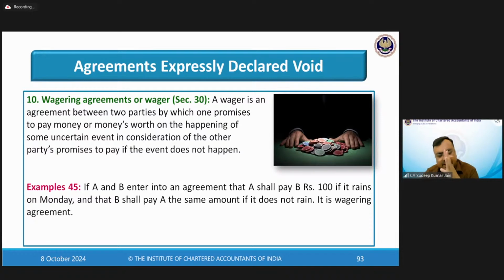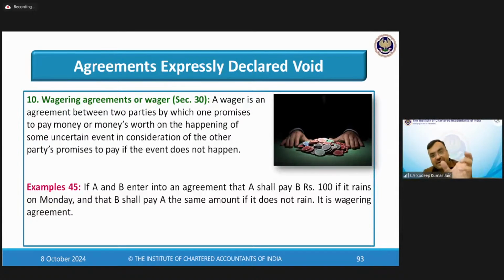मैंने X से कांटेक्ट किया कि आप मुझे 100 रुपए दोगे अगर बारिश होती है, और अगर बारिश नहीं हुई तो... Let me say it again. A and B enter into a contract. A says to B, I will give you rupees 100 if it rains on Monday, and if it does not rain on Monday, B will give A rupees 100. A और B के बीच में कॉन्टेक्ट हुआ कि अगर मंडे को बारिश हुई तो A B को 100 रुपए देगा, और अगर नहीं हुई तो B A को 100 रुपए देगा.